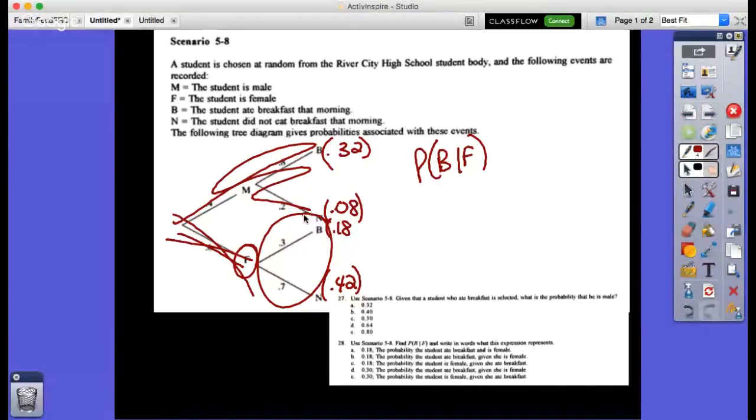Okay, and if you struggled on that, you could always go to the formula, right? Always go to the formula. Just write down the formula, right? That's all I would say. All right.